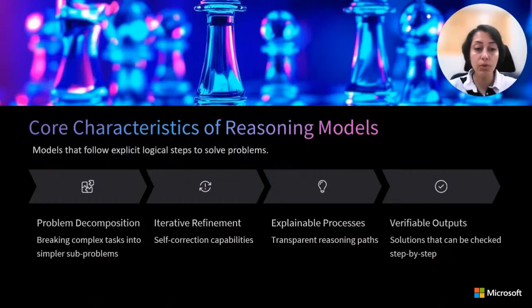And all of this happens through an explainable process. All of these models generate what we call a thinking trace that shows you all of the rationale and the reasoning path that the model is taking to reach the final solution. And this is especially helpful if you want to verify where the answer comes from and double check everything step by step.